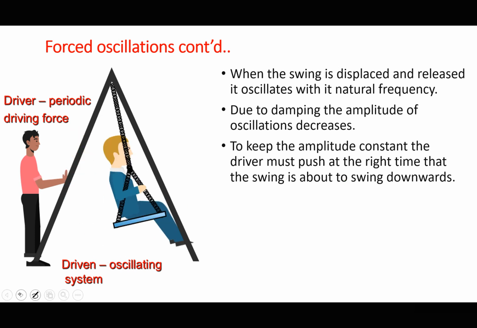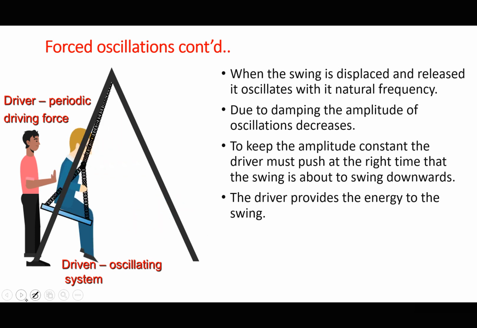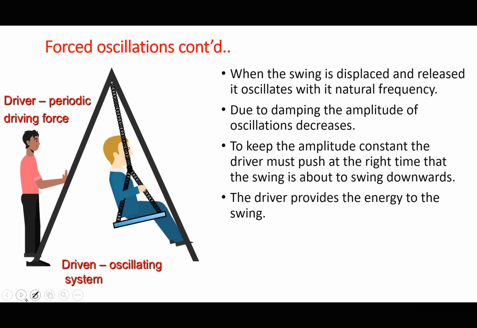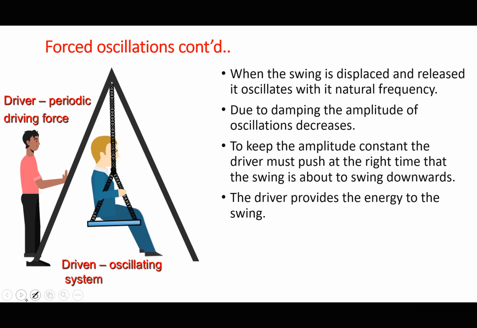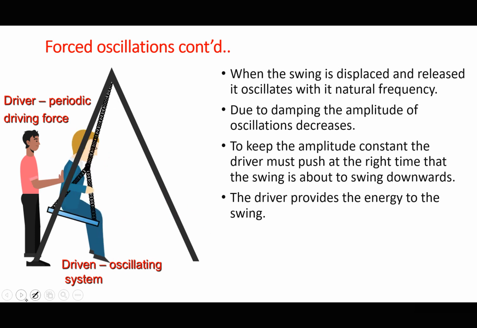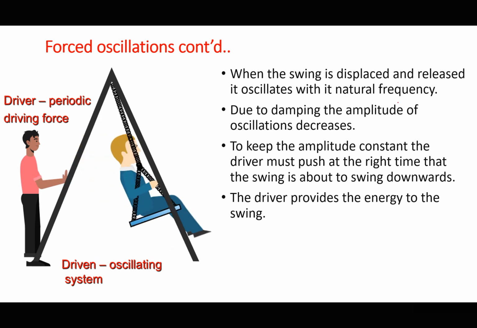So the person pushing is going to be the driver system, and the person being moved is going to be the driven system. The driver keeps on providing energy to the oscillating system to keep it oscillating for the required period of time. The frequency with which this person on the swing would move, if he was free without someone continuously pushing, would be called the natural frequency.